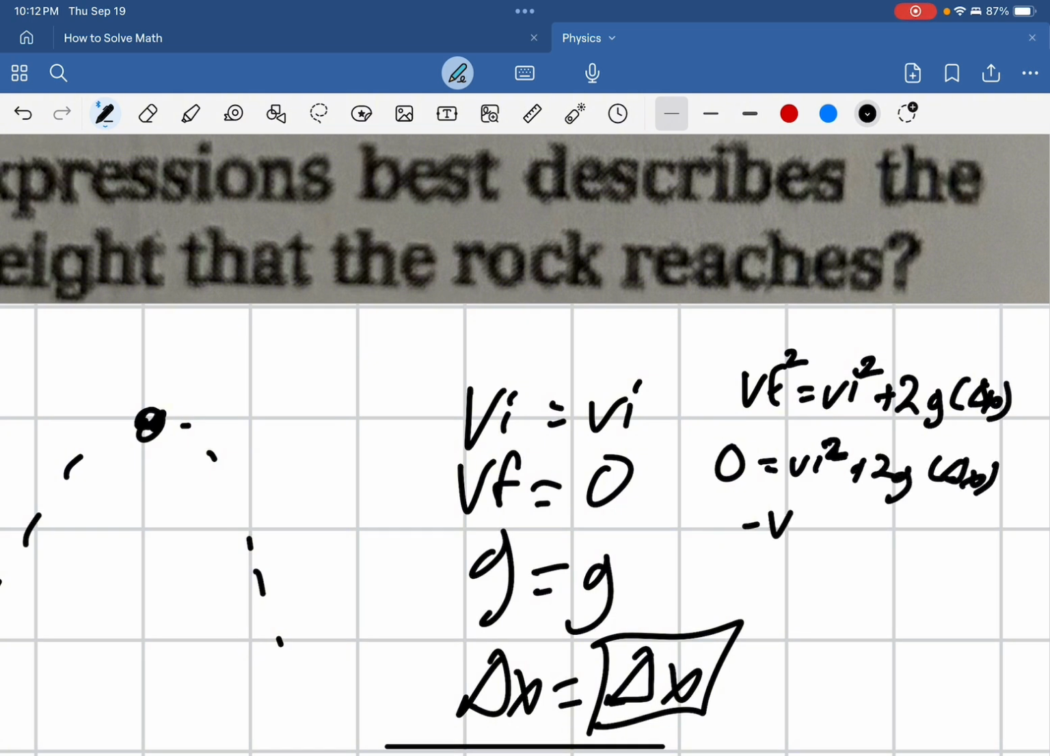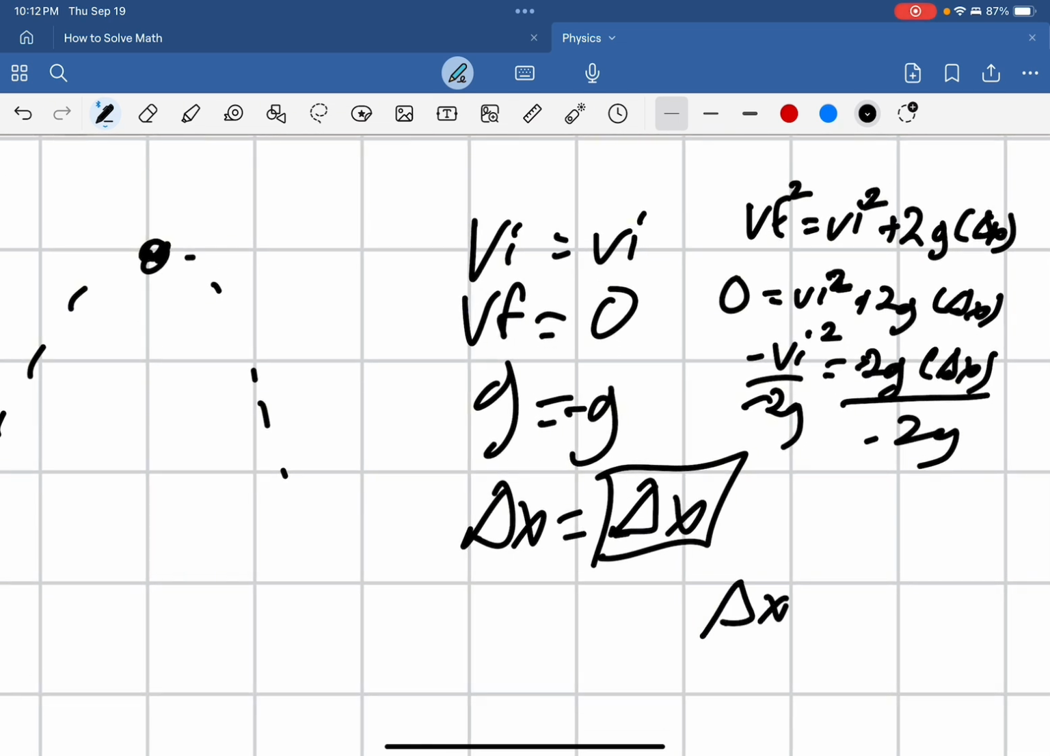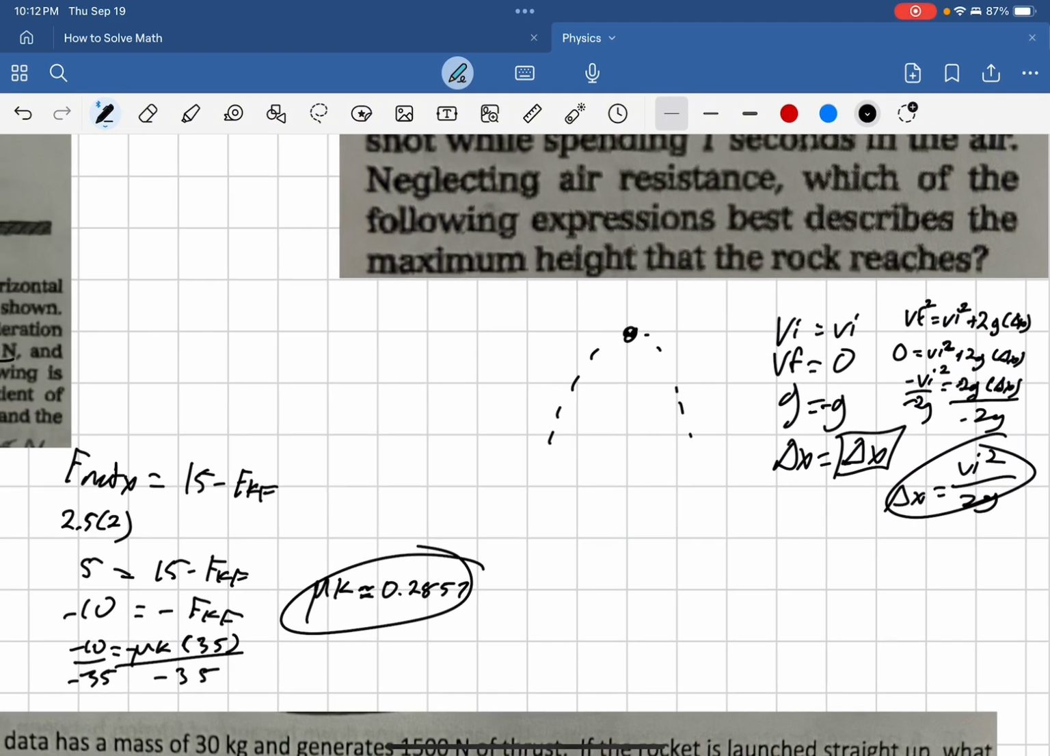Gonna move this negative v. Sorry, this is actually negative g because the acceleration on Earth is pulling us down. So negative vi squared is going to equal negative 2g change in x. Divide by negative 2g, and you get change in x is equal to vi squared over 2g. That's your answer. It should be A.